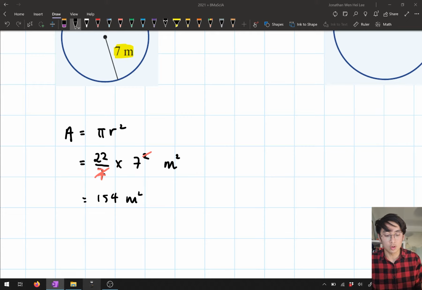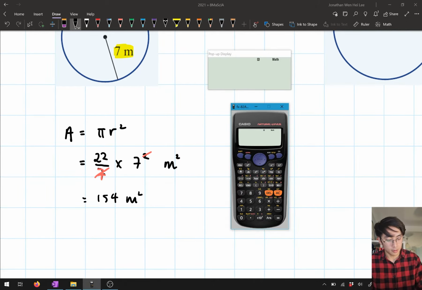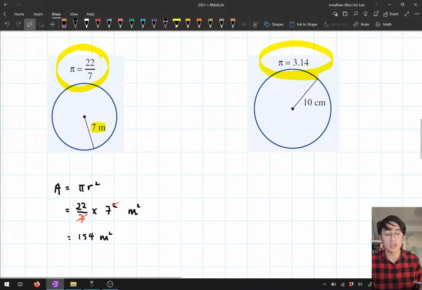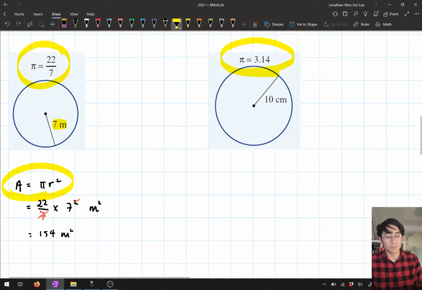So in case you're not sure, you can always grab out your calculator and just go 22 over 7 times 7 squared, and so we get 154 meters squared. Okay, excellent. There we go. That's our first example. So here with our area of a circle, we're using this formula A is equal to pi r squared. Let's have a look at the next one.